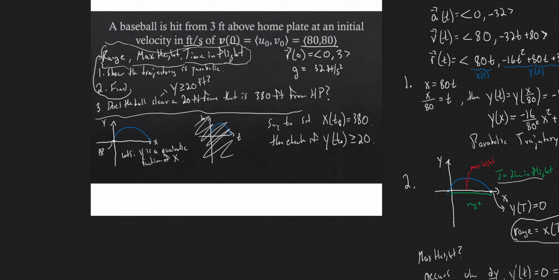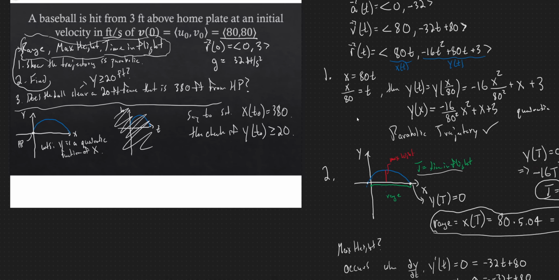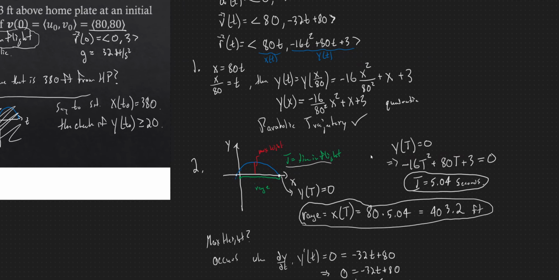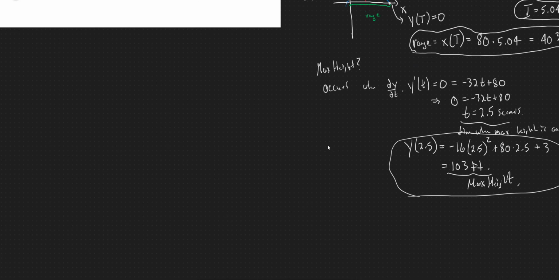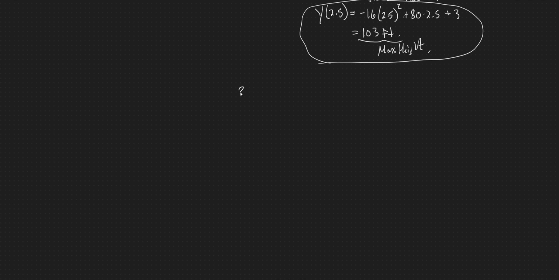So I want to figure out this t naught first. This almost mirrors what we did here. We found time in flight first, but that was with y, and then we plugged that into x to find range. So it's mirroring that same process, just with different equations. Let's go ahead and set this up. I want x of t naught to equal 380. So this is part 3.